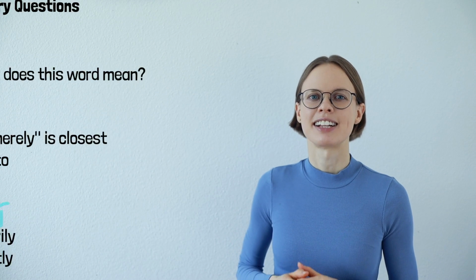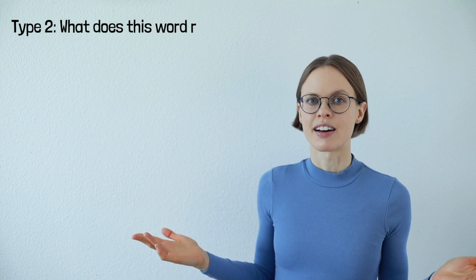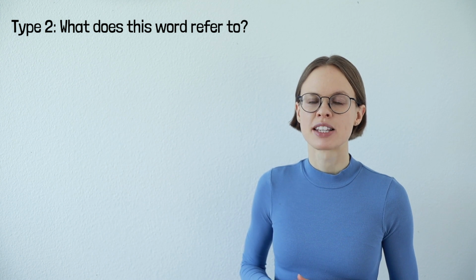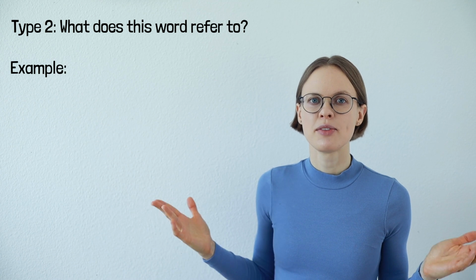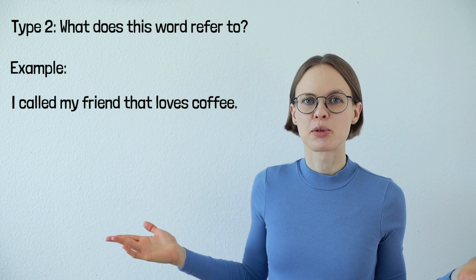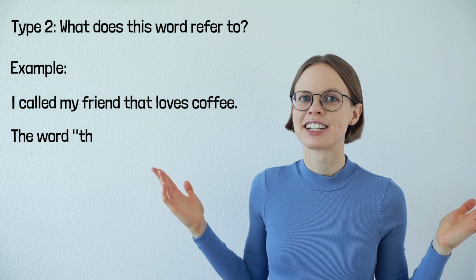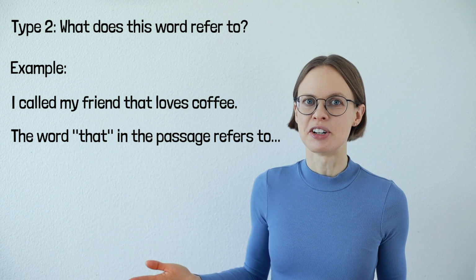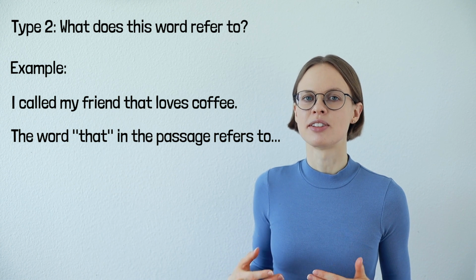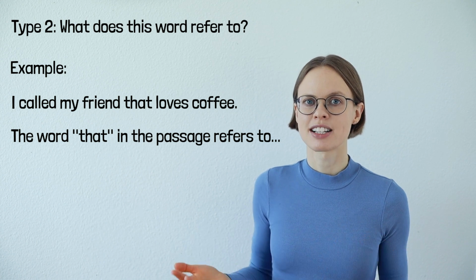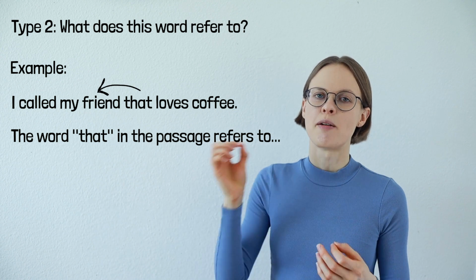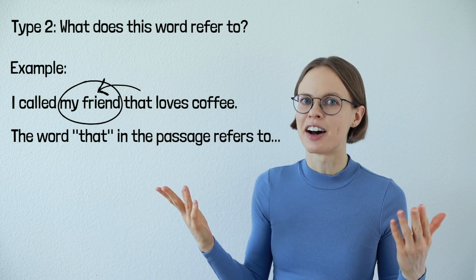Now let's have a look at the second question type. This type asks you, what does this word refer to? So, for example, there may be this sentence in the passage: "I called my friend that loves coffee." And the question may look like this: the word "that" in the passage refers to... And then you are given several answers and you have to choose the correct answer. So in our example, this is quite easy. The word "that" refers to "my friend." It's my friend that loves coffee.